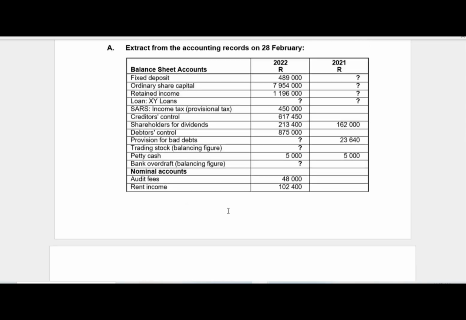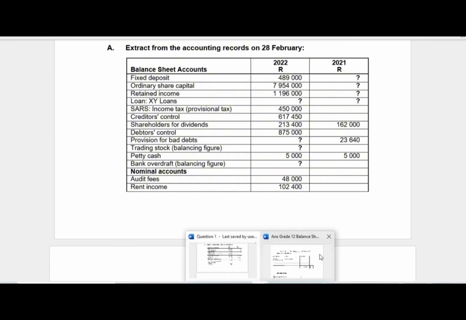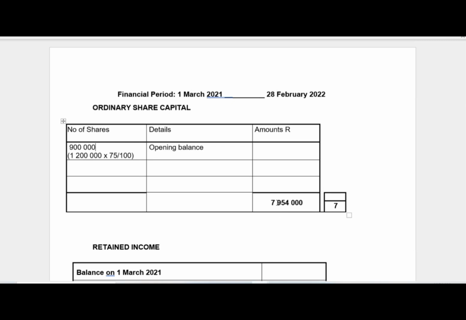So if you check up there, we have ordinary share capital of 7,954,000, and that is the shares issued. That is the amount of shares issued at the end, the balance. Already they gave us, if you check on the answer sheet. So for us to get the price, I want us to fill in the number of shares that were repurchased during the year.